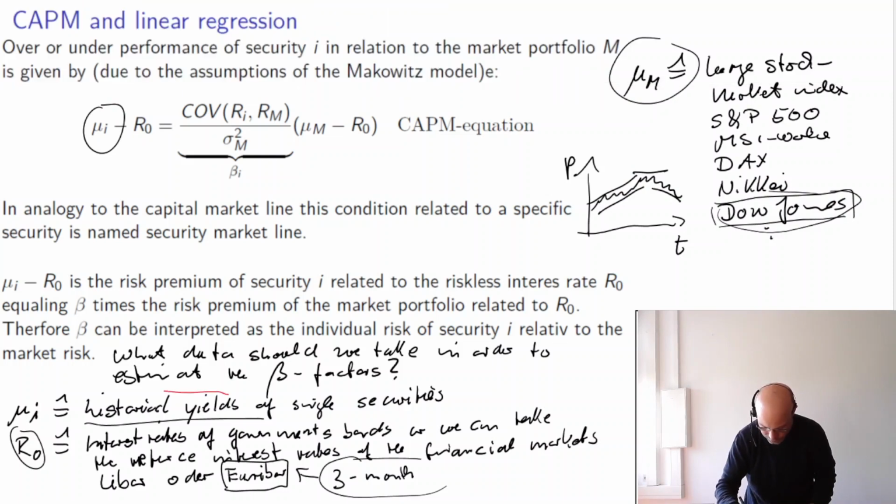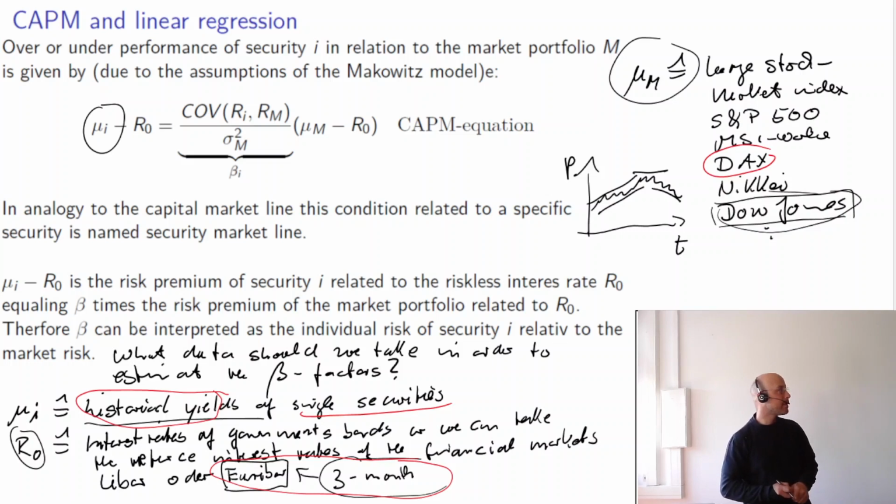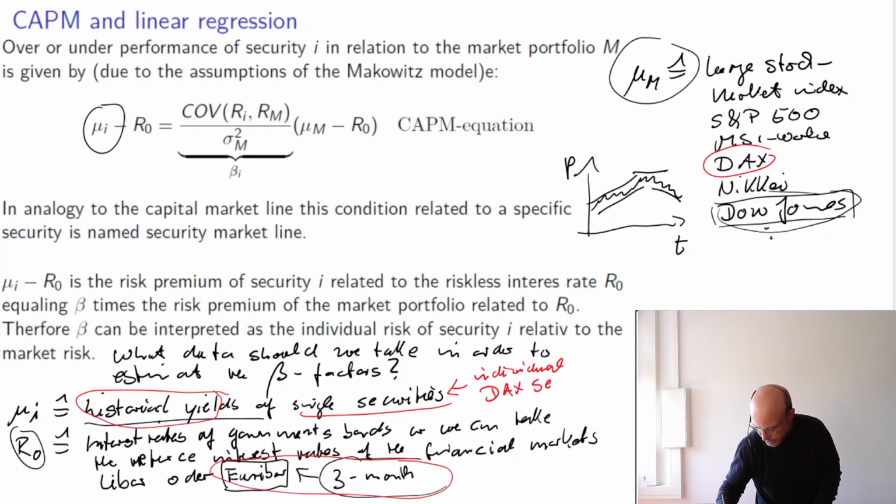So we take, of course, the historical yields. We take the 3 months Euribor, and for Germany, we will take the DAX. And which single securities then we want to compare with the market risk represented by the DAX, then we take the individual DAX titles. So this will be the individual DAX securities.